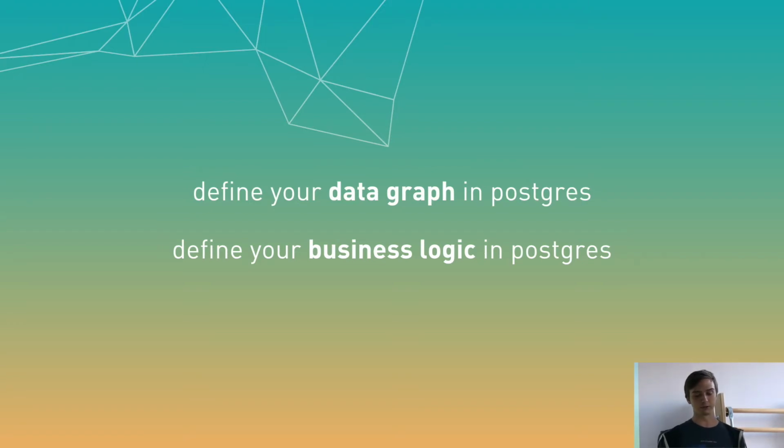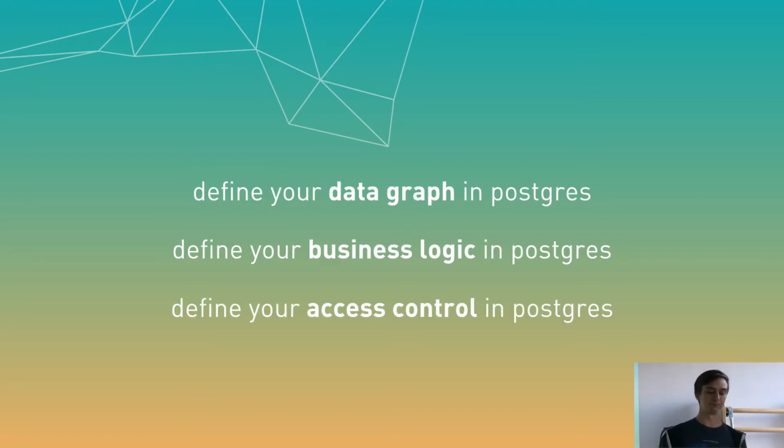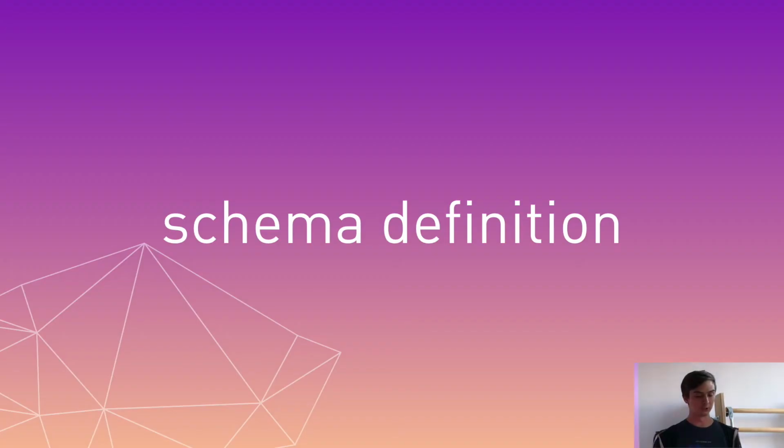And what Postgres also does is let you define your access control in Postgres. Usually you have your API layer caring about the access control, but it turns out databases have a pretty big system of controlling access, user accounts, different roles, and so on. So what we also do using PostGraphQL is define our access control in Postgres. So let's look at how this works.